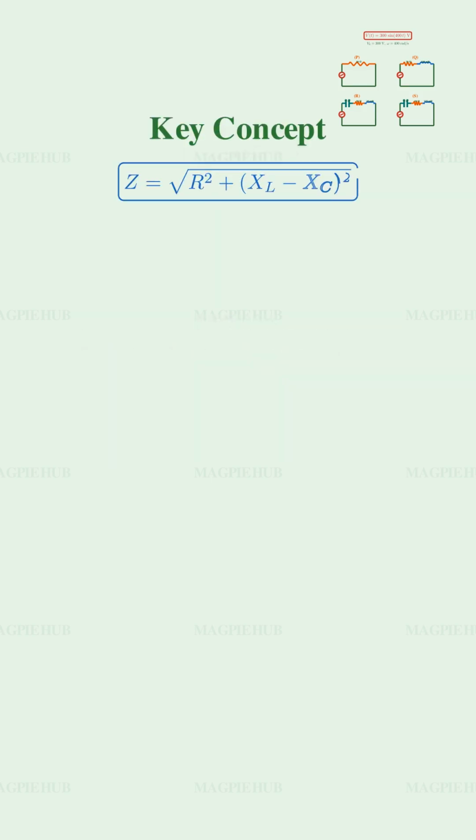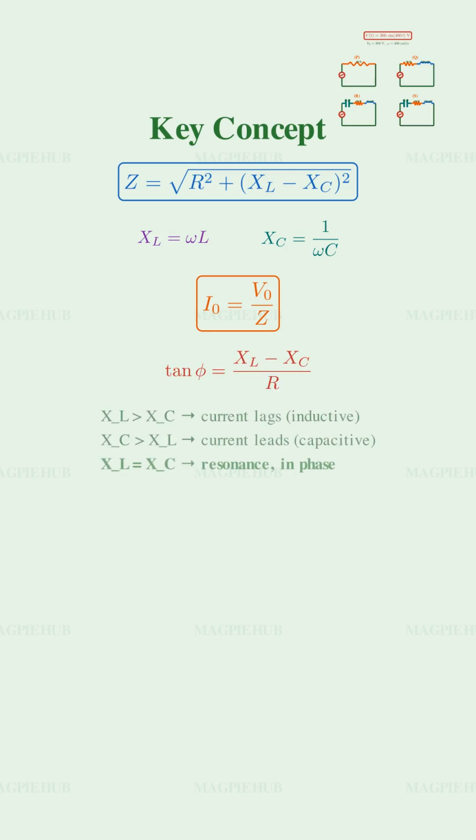The key concepts for AC circuits. The impedance Z of a series RLC circuit is given by Z equals the square root of R squared plus (XL minus XC) whole squared. Here, the inductive reactance XL equals omega times L, and the capacitive reactance XC equals 1 over omega C. The peak current I0 equals V0 over Z. The phase angle phi is given by tan phi equals (XL minus XC) over R.